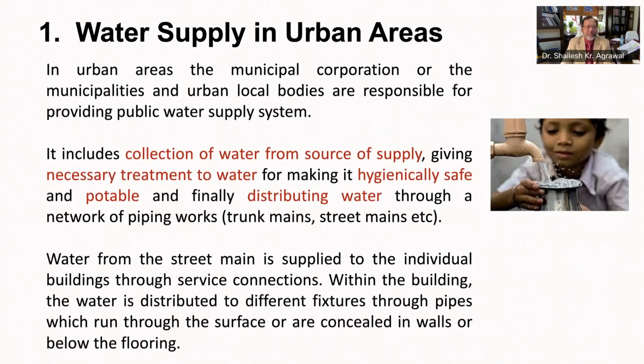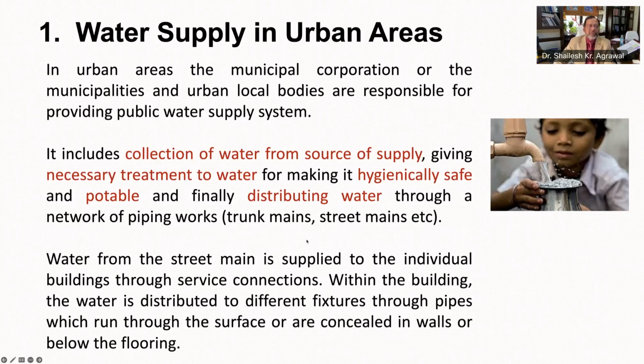Water from a street main is supplied to the individual buildings through service connections. Within the building, the water is distributed to different fixtures through pipes, which run through the surface or are concealed in walls or below the flooring.